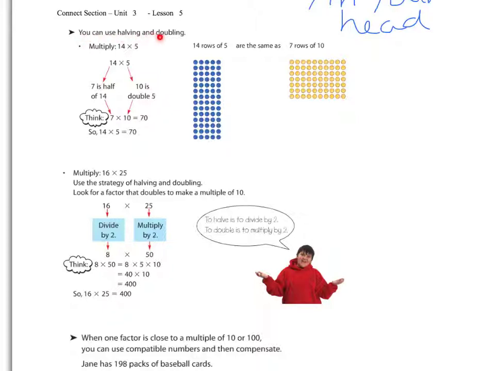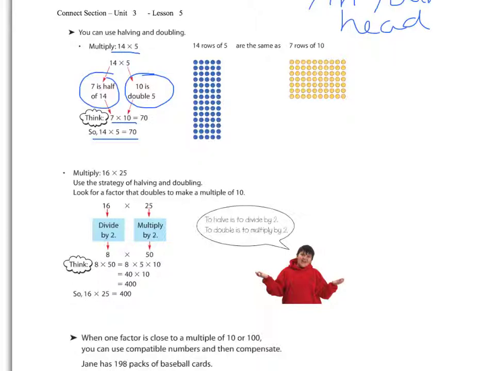One of the strategies we used with basic facts was halving and doubling, and it's also really a good one to use when you are mentally trying to figure out what an answer is going to be. So for example, say we have 14 times 5. We can actually switch those out. So I could say, well, I know that half of 14 is 7, and I know 5 doubled is 10, so I know 7 times 10 is 70. Which means then 14 times 5 is also 70.